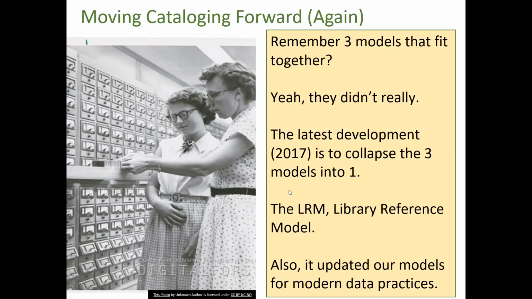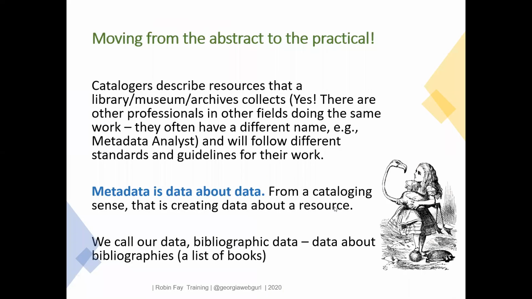And so we had these three models that work together, and then the latest development, just as of 2017, is to collapse these three models into one. And this is called the Library Reference Model, or the LRM. And if you look in the RDA toolkit, which is the place where the guidelines and rules for RDA live, you will start seeing the new language in that. So it updated some language, and it combined these three models together. It also updated our models for more modern data practices, so that was a good thing. And it's kind of moving us down the road a little bit.